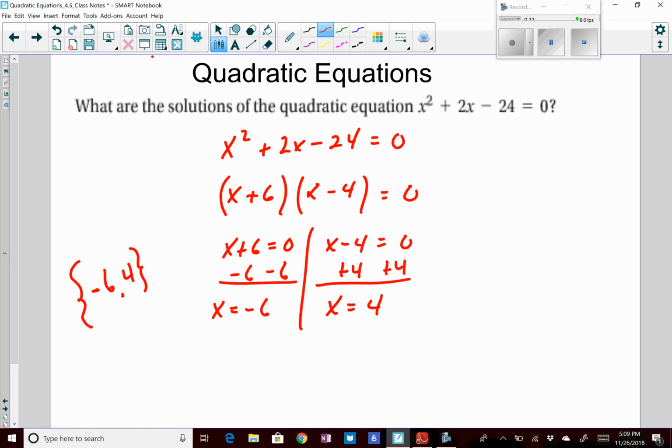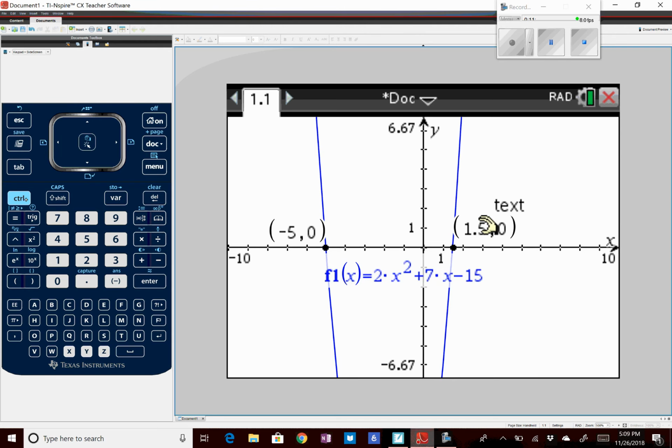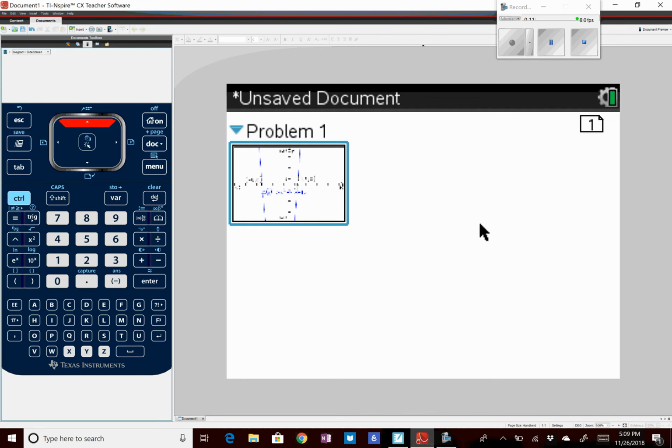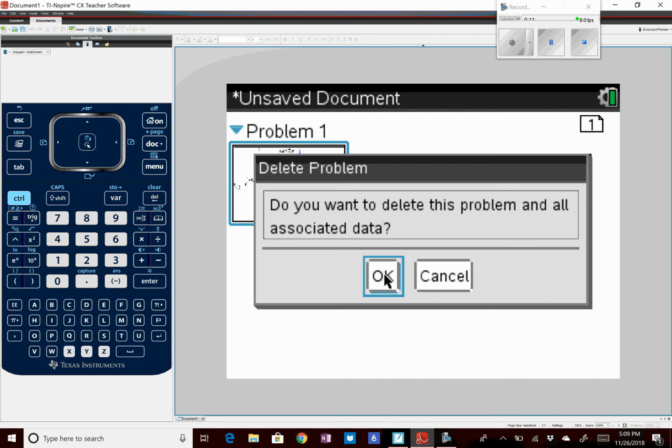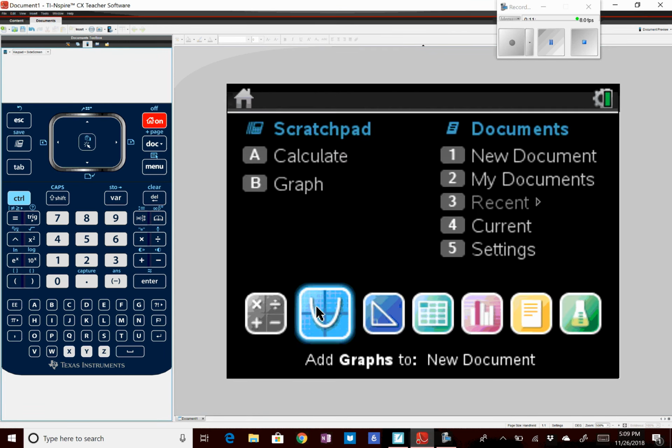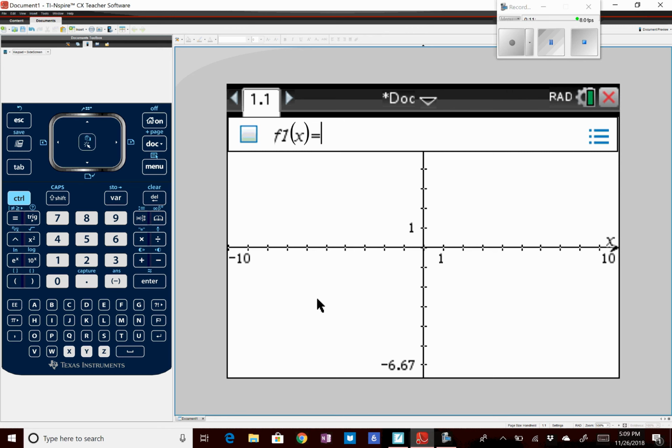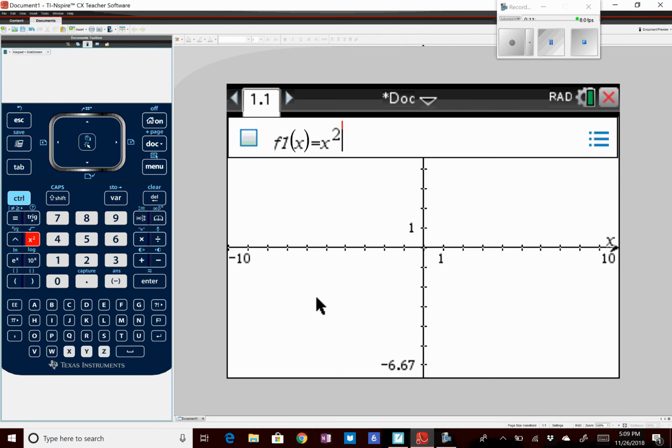Again, if we wanted to check that on the calculator, we can graph that equation. So that was x squared minus 2x. I'm sorry, that was plus 2x. Hang on. And then minus 24.